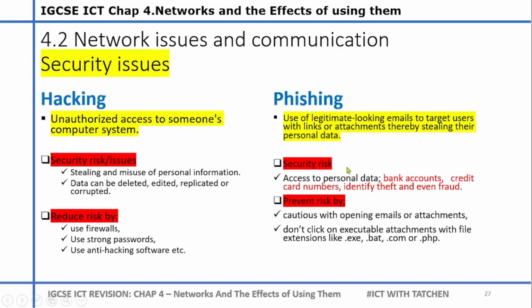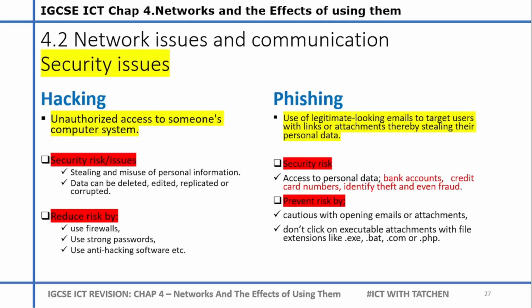Now, what are some of the security risks or issues associated with someone hacking into your computer? The first issue you could face is that they could steal and misuse your personal information. Secondly, they could delete, edit, replicate, or even corrupt your files. Very often, when they hack into your system, it is to steal your information, maybe for blackmail and all those things.